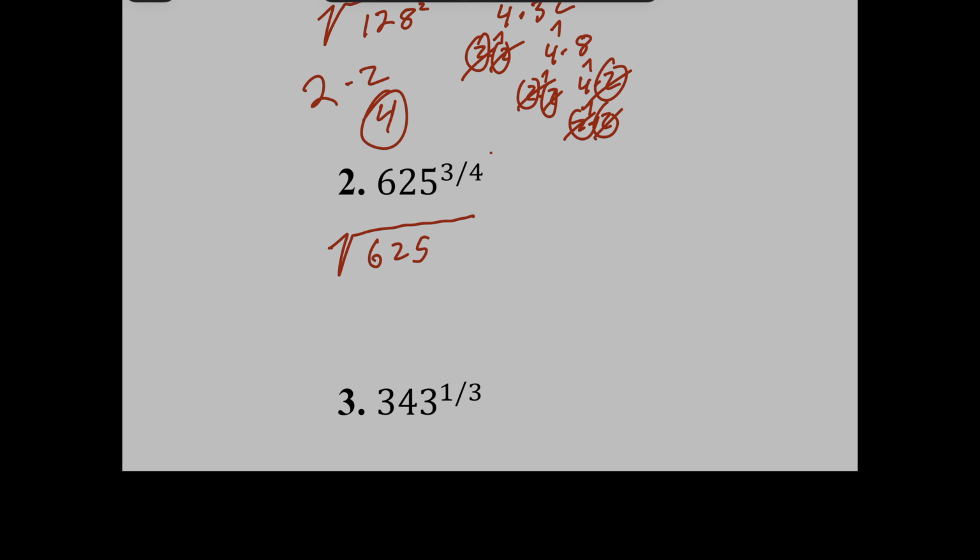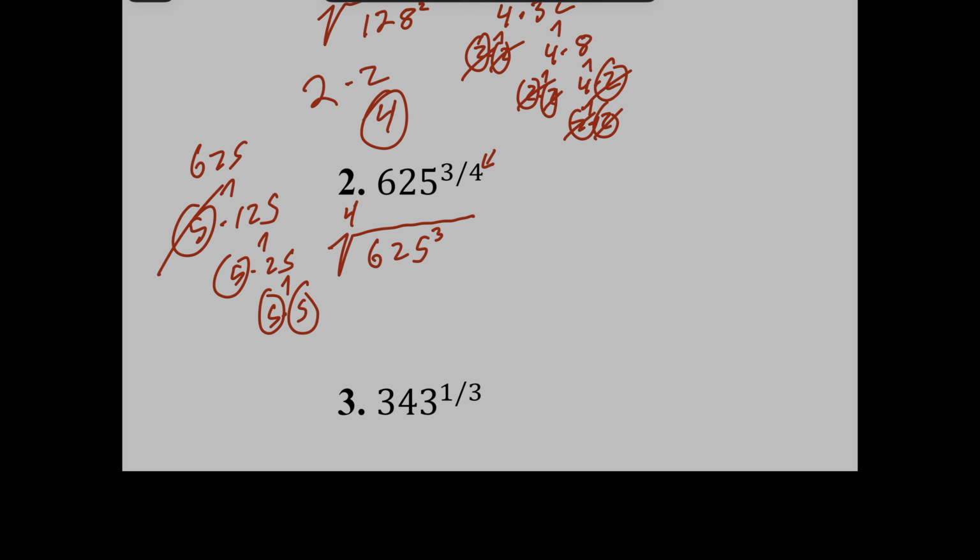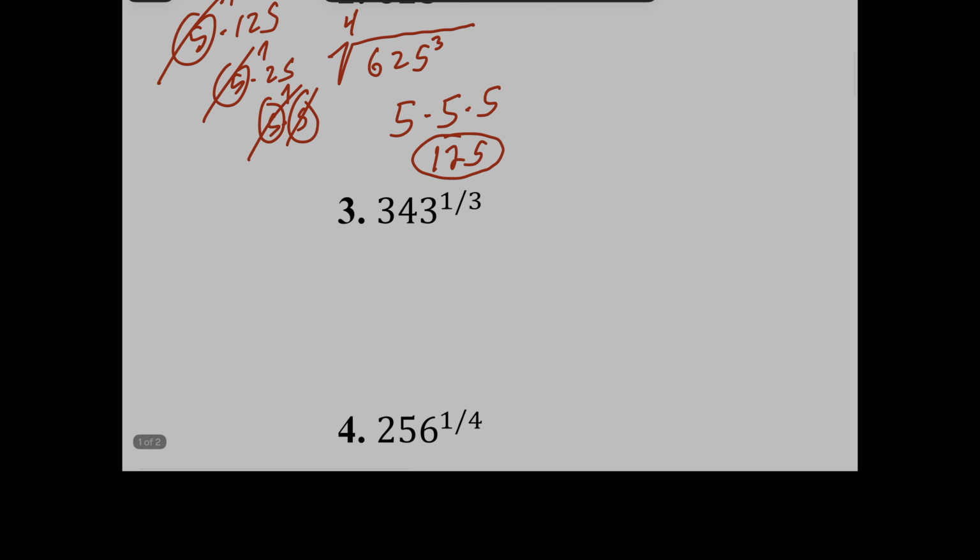All right, and this is going to be, remember, the bottom is the root, so that's going to be a 4th root, and that's going to be a 3. Now, 625, when I break that down, that's going to be 5 times 125, and that's going to become 5 times 25, and that's going to become 5 times 5. So one 625 gives me, because I need a group of 4, it gives me a 5. Well, another 625 will give me another 5. And another 625 will give me another 5. Multiply all those together, what do I get? 125.